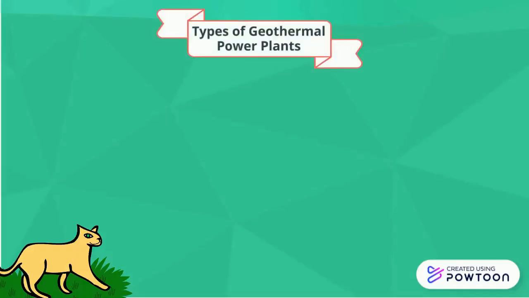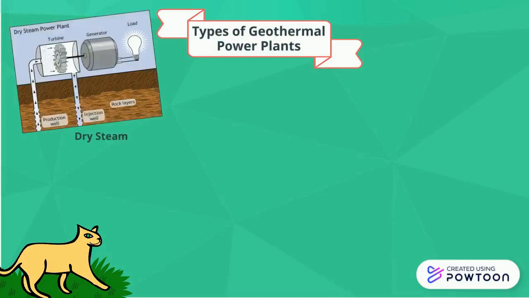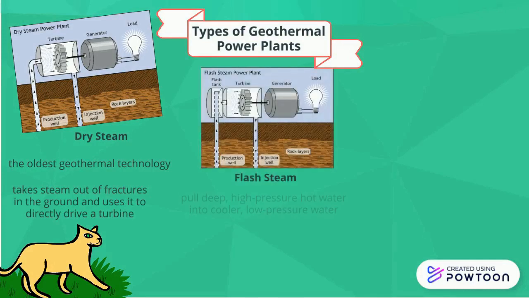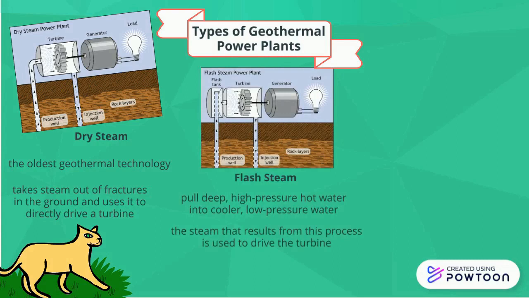Types of geothermal power plants. First, dry steam, which is the oldest geothermal technology. It takes steam out of fractures in the ground and uses it to directly drive the turbine. Flash steam. It pulls deep, high-pressure hot water into cooler, low-pressure water. The steam that results from this process is used to drive the turbine.